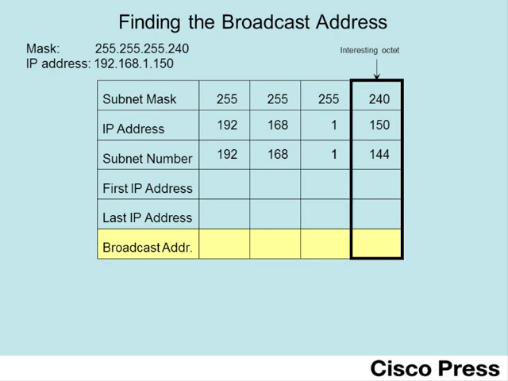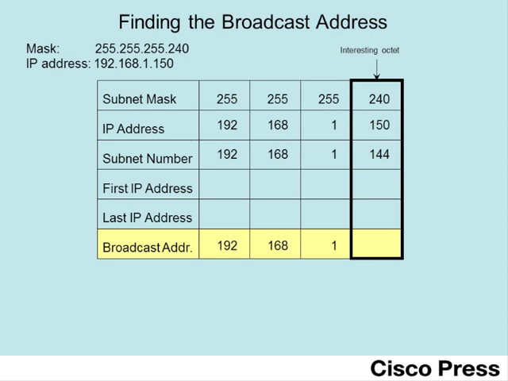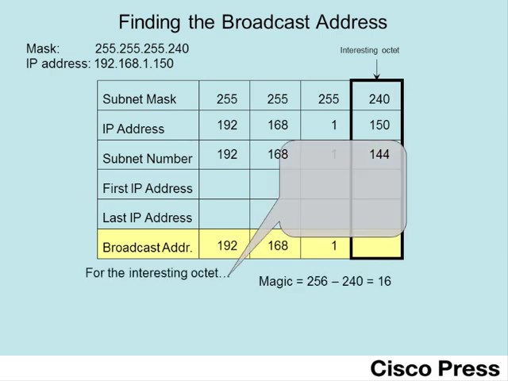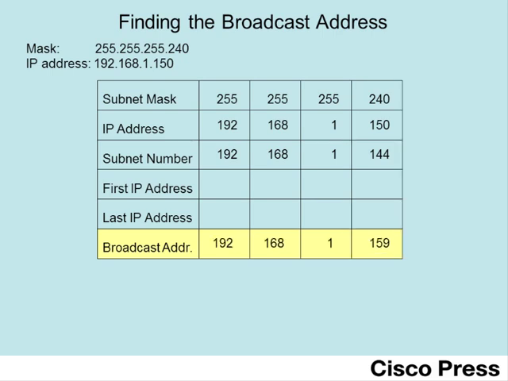So to find the subnet broadcast address, we look at the octets to the left of the interesting octet, those with 255 in the mask, and we simply copy the subnet number's value. So the subnet broadcast address in this case will start with 192.168.1. There are no octets to the right of the interesting octet in this case, so there's no work to do over there. Then inside the interesting octet, we do some math. We start with the subnet number value of 144, and then we add the magic number and subtract 1. So we get 144 plus 16 is 160, minus 1 gives us 159. So our ending subnet broadcast address is 192.168.1.159.